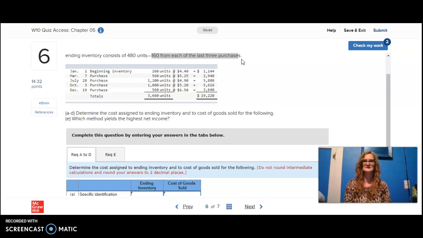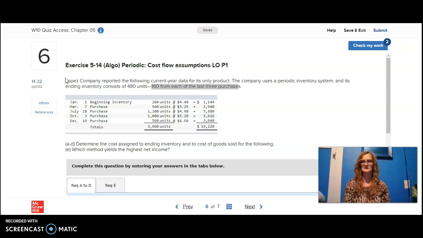Hello everyone, this is the week 10 quiz access for chapter 5 and I'm doing problem number 6. It says Lopez Company reported the following current year data for its only product. The company uses a periodic inventory system and its ending inventory consists of 480 units, 160 from each of the last 3 purchases.